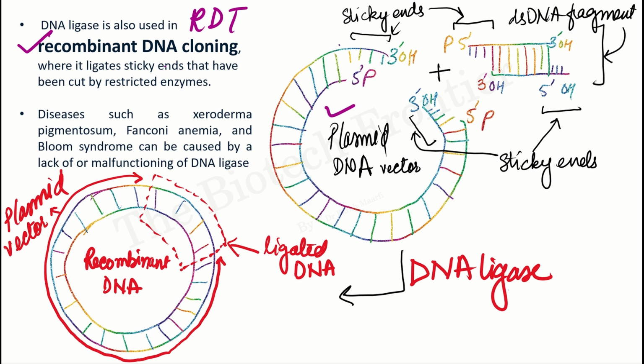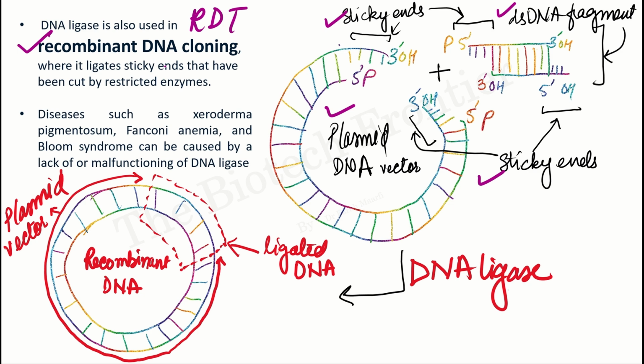Suppose this is a plasmid vector DNA of a bacteria having sticky ends at both ends, with 3' OH, and this one is the double-stranded DNA fragment of human, and you want to ligate these two fragments together. This part of the human DNA carries, suppose, some important genes. To study its structure and function, you cannot manipulate it directly in the human because of ethical issues, because for study purposes you have to isolate that particular part of the DNA again and again.